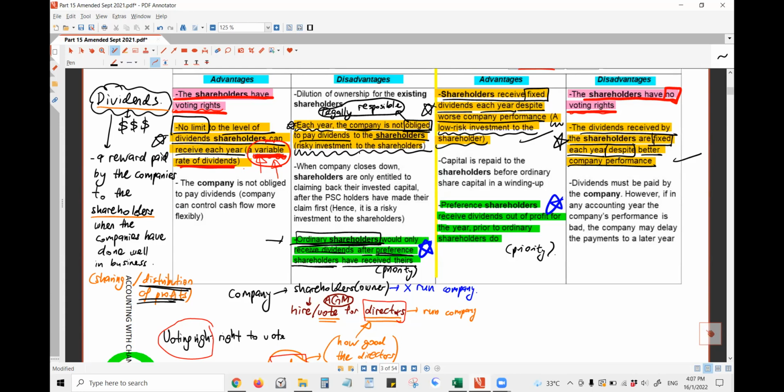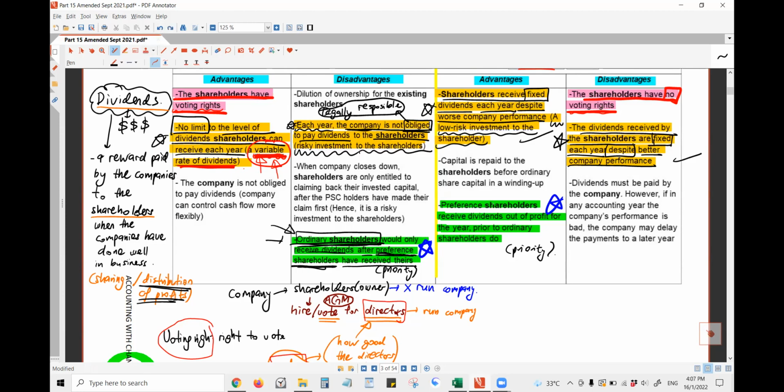Let me repeat. Preference shareholders would receive their dividends first. Okay, let's say all the preference shareholders have received their dividends and left with just a bit of profit for the year. Then ordinary shareholders would likely receive low dividends. Okay, so it's a disadvantage to ordinary shareholders.